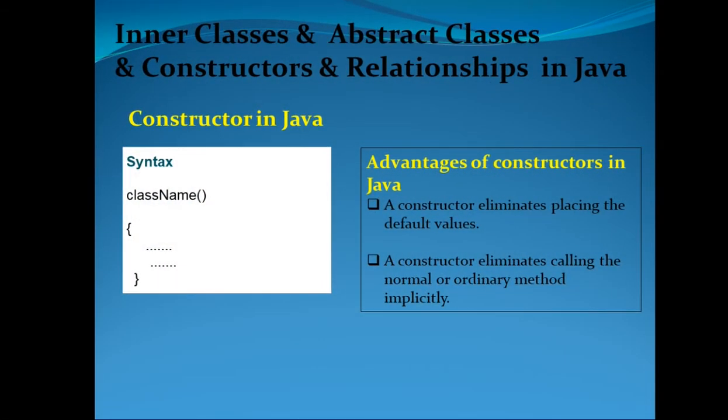This is the syntax of a constructor. Here, class name, that means the class name. And advantages of constructors in Java: a constructor eliminates placing the default value, and a constructor eliminates calling the normal or ordinary method implicitly.